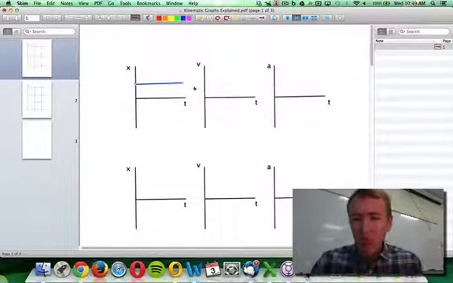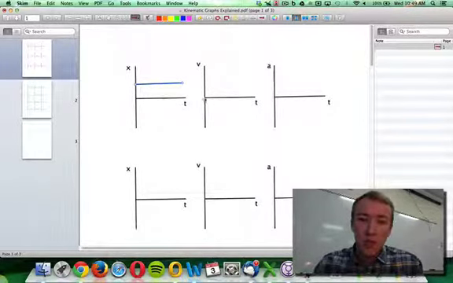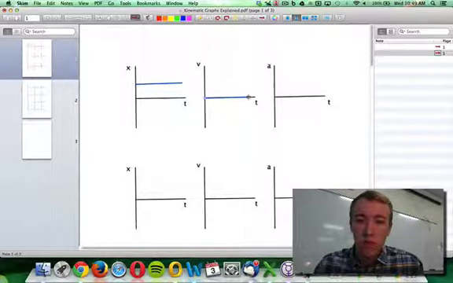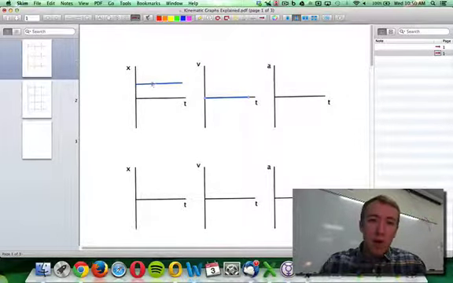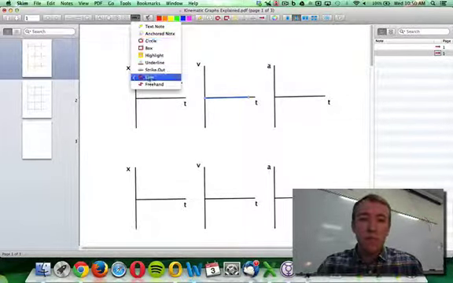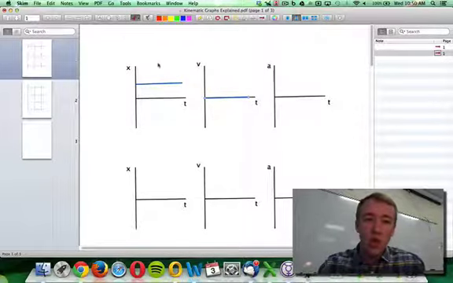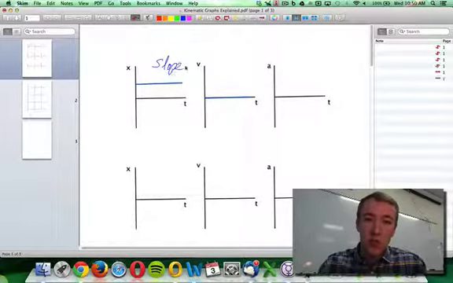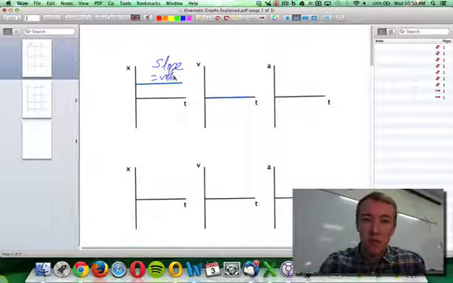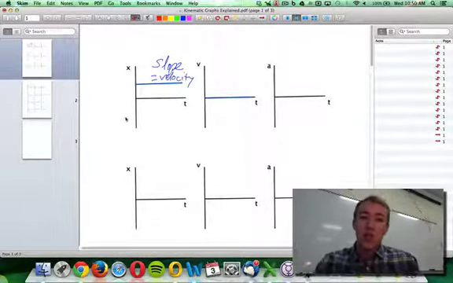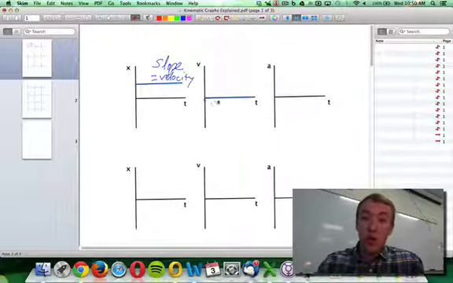If you're not moving, you're at rest, then your velocity is 0. You're going 0 meters every second. Another way to think about this is that the slope of this line, your slope in a position time graph, is your velocity. So the slope of this line is 0, so that makes your velocity 0.